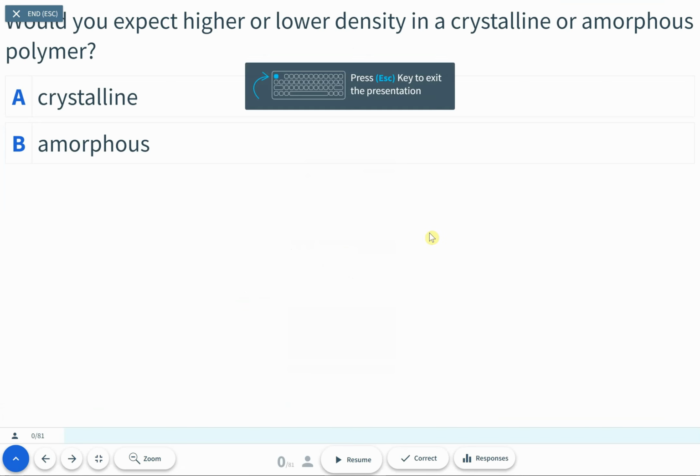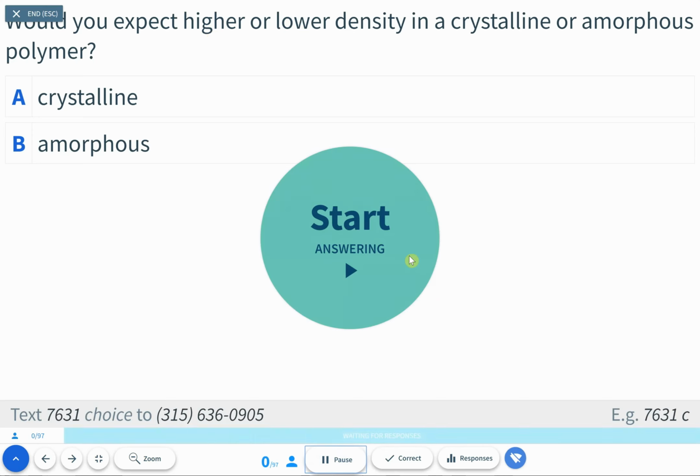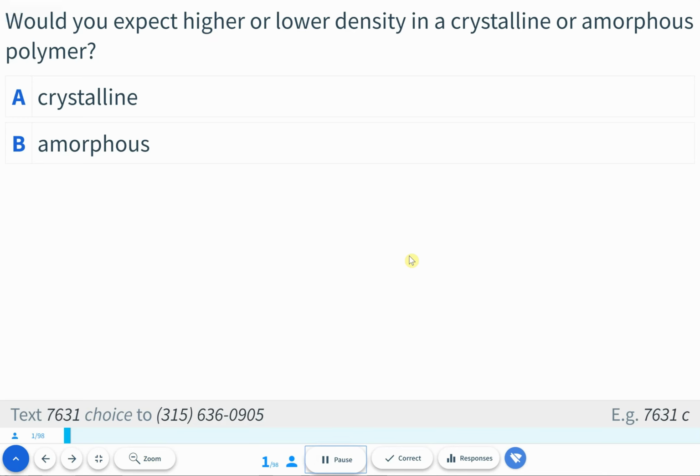Would you expect higher? Oh, that's a poorly phrased question. I will fix this after class, but I think it's supposed to be: which one's higher? Which one would have a higher density, crystalline or amorphous? I need to fix that question.